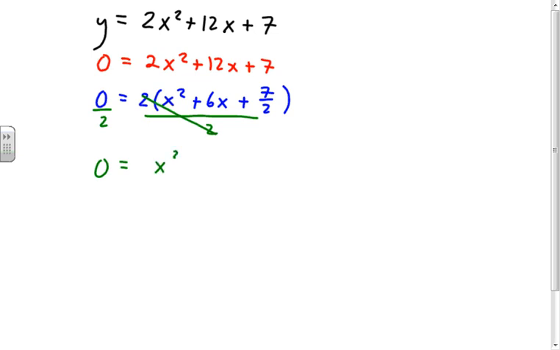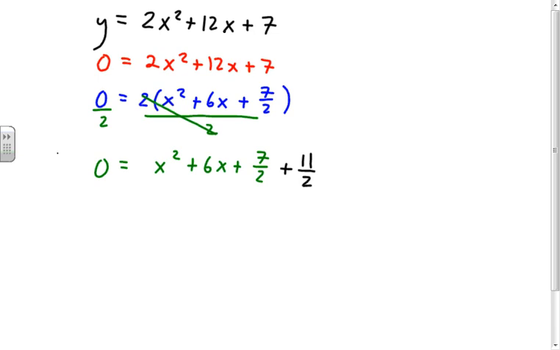So we have x squared plus 6x plus 7 halves. Now, just like last time, we have to figure out what's going to give us our perfect square. In this case, our perfect square is going to be x squared plus 6x plus 9 again, right? But what do we add to 7 halves to get 9? We want to get 18 halves, so we need to add 11 halves, which is 5.5 added to 3.5, also 9.